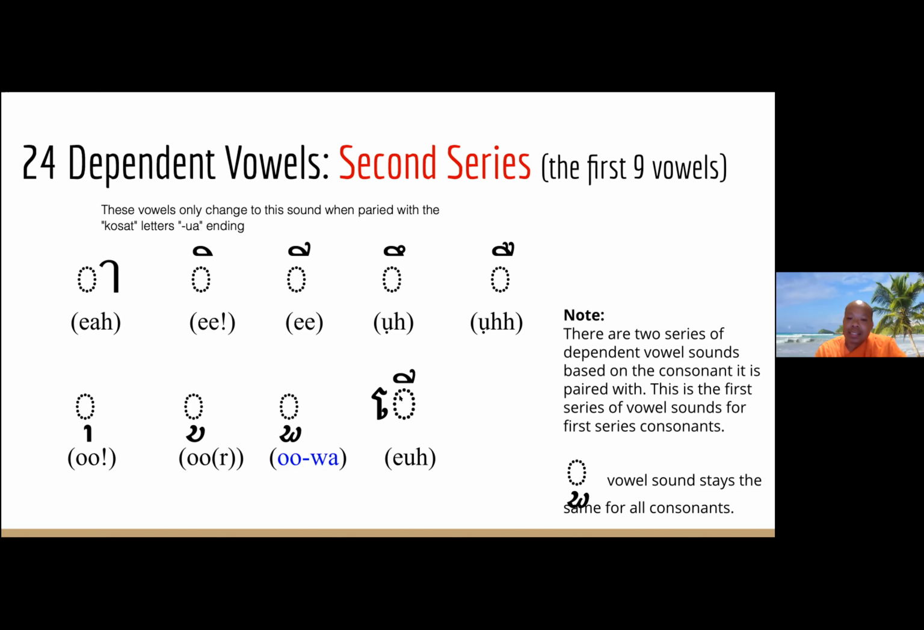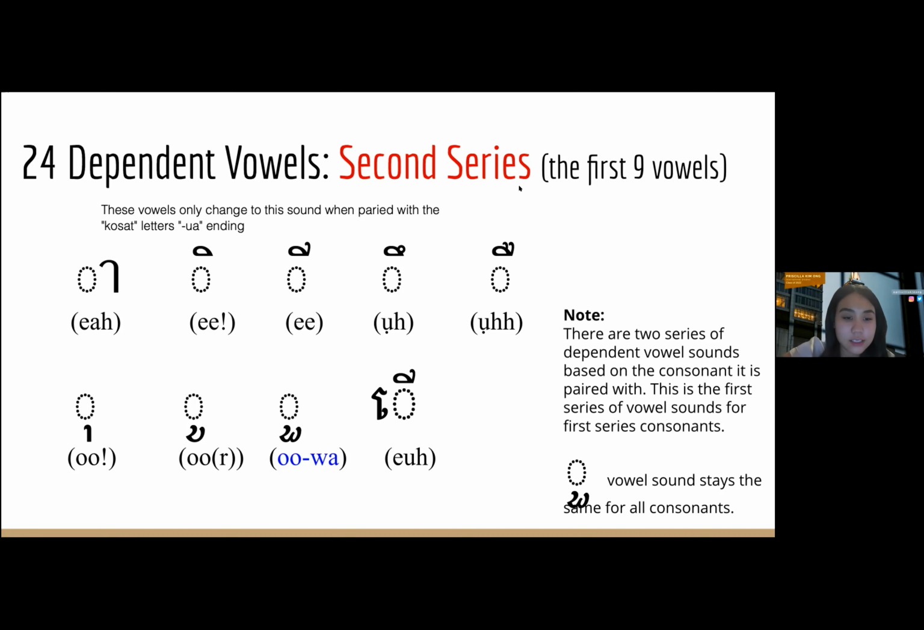And here, sra is upgraded into another sra when it comes with the kosat letter. Sra like ko sra, cơ. See? Mo sra, mơ. Tho sra, thơ. What does it mean? Phơ. What does it mean? Work. Phơ ca.